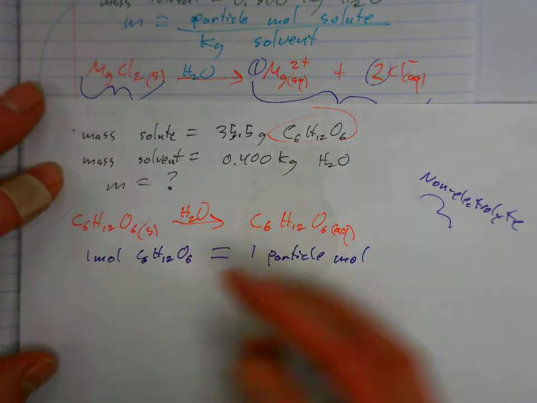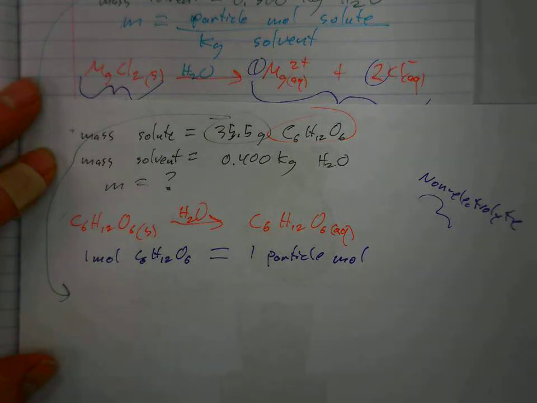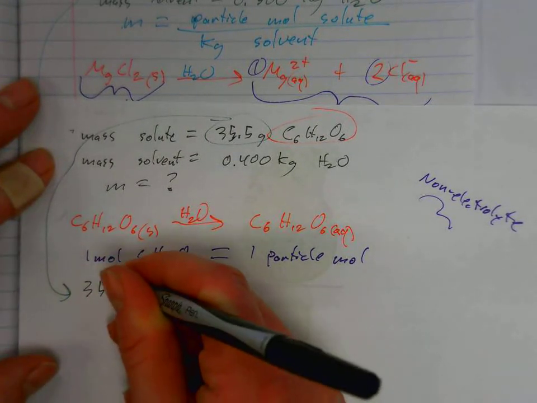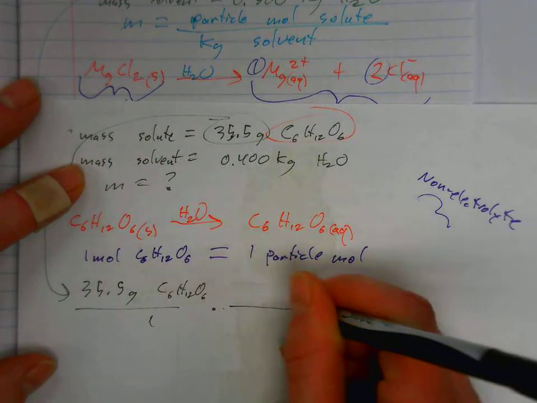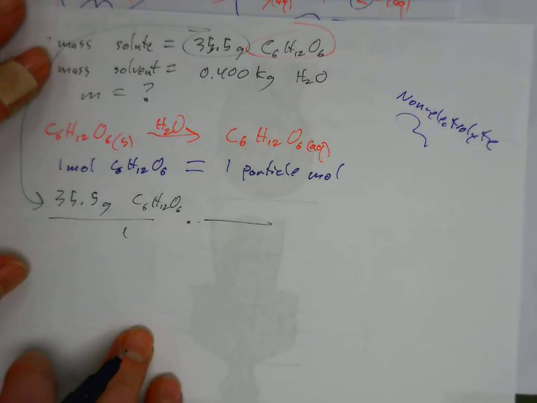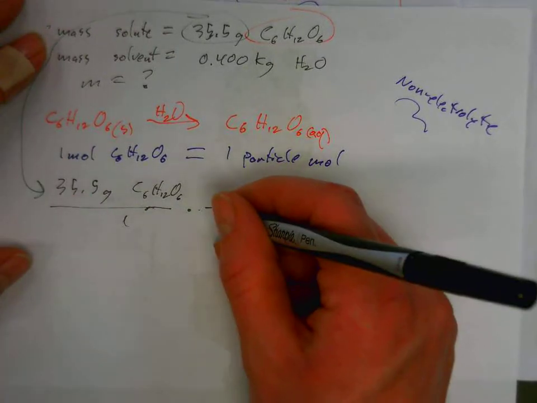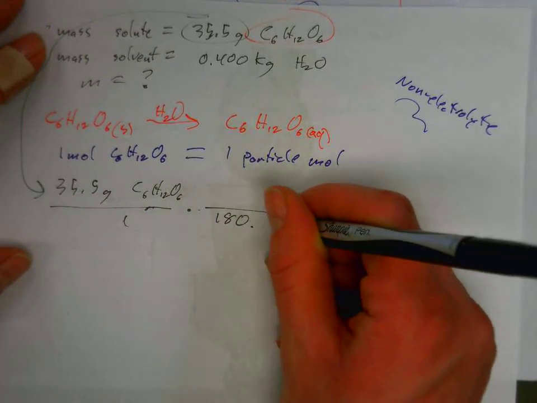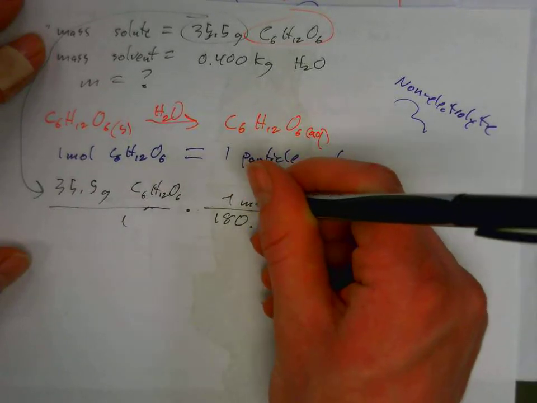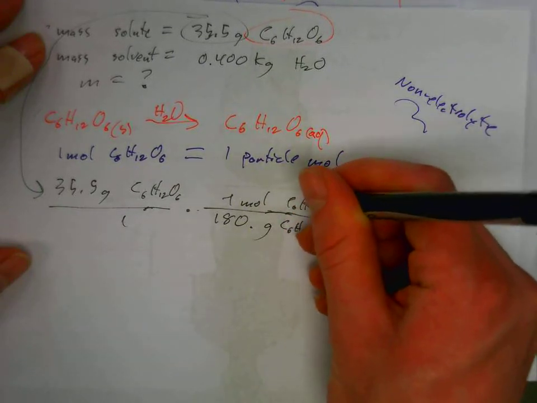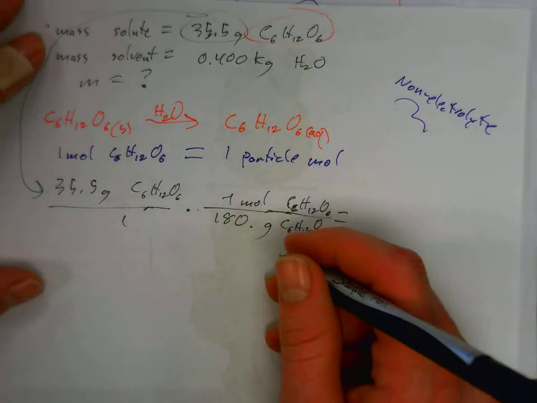So we have 35.5 grams of C6H12O6, and we'll need the molar mass. Convert that to moles. The molar mass is 180, so for every 180 grams of glucose, we have 1 mole of glucose. And so that results in 0.197 moles of glucose.